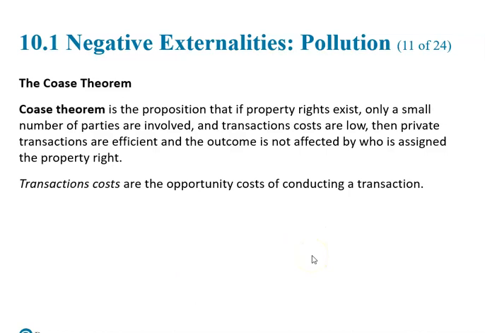So now we are turning our attention to the Coase theorem. The Coase theorem is a very important theory, basically propagated by Robert Coase, who is a very famous economist. He basically said that if property rights exist and only a small number of parties are involved in the transaction, keeping in mind that the transaction costs are also low, then private transactions between the parties are efficient and the outcome is not affected by who is assigned the property right.